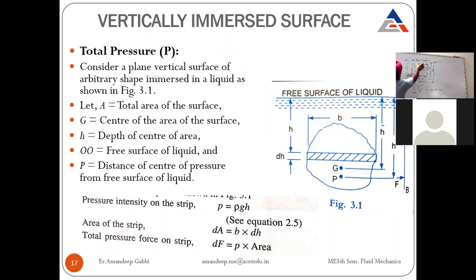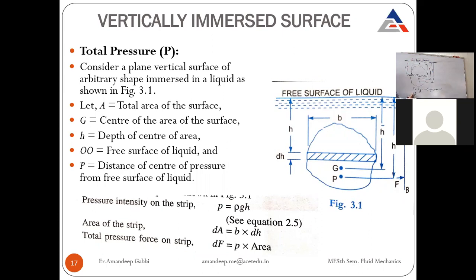These points G and P are: the center of gravity is G and the center of pressure is P. The distance of the center of gravity from the free surface is taken as h bar, and the center of pressure from the free surface is taken as h star. Now, once you have drawn this, we will first calculate pressure, and pressure is equal to rho gh according to the hydrostatic law that we have done in the morning.